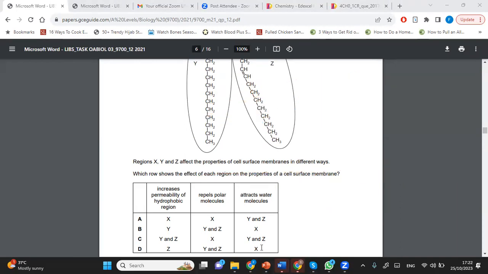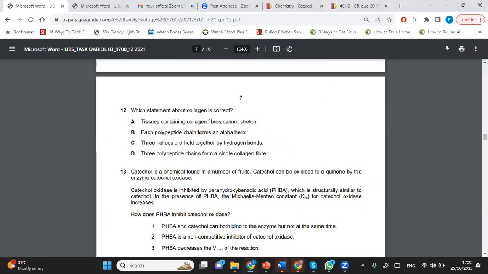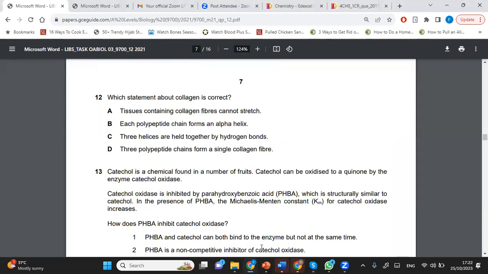Okay. Continuing on with the next question. Which statement about collagen is correct?